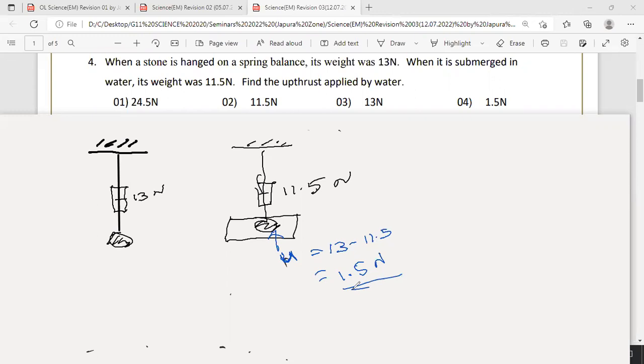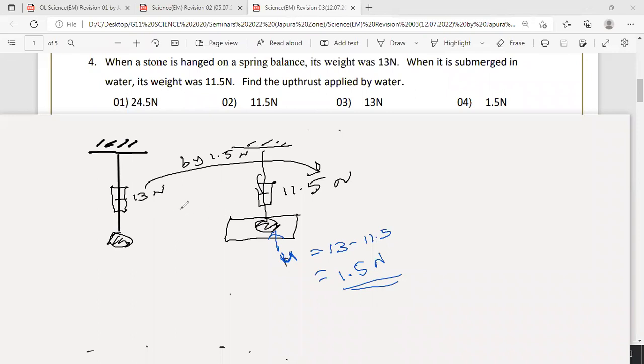That is the upthrust. That means the weight of this stone has decreased by how many Newton? By 1.5 Newton due to the upthrust. So this has decreased by how many Newton? By 1.5 Newton. That is due to the upthrust.